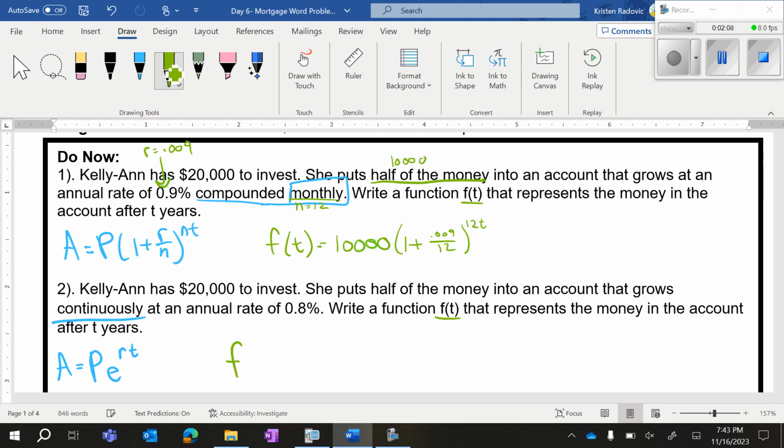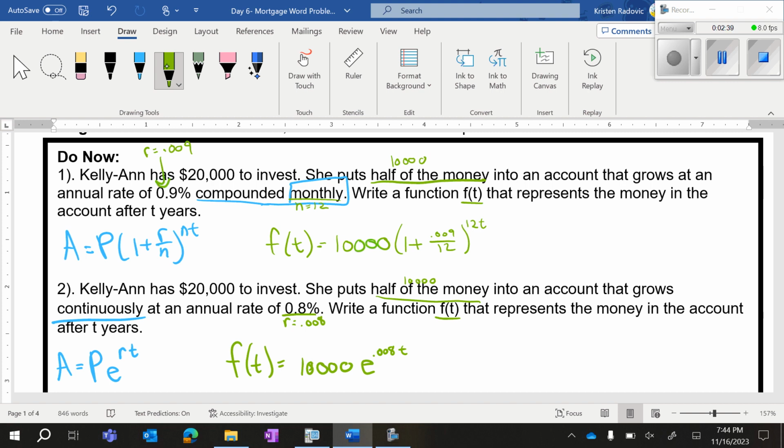equals, how much are we starting with? Again, half of the money. So that would be 10,000 still. Your base, because it's compounded continuously, is going to be e. r, you have to convert it to a decimal. And we are done with the continuous formula. All right, now looking at the actual Regents question.